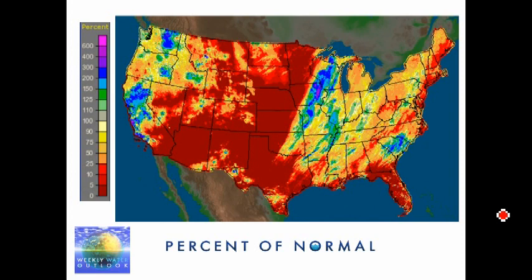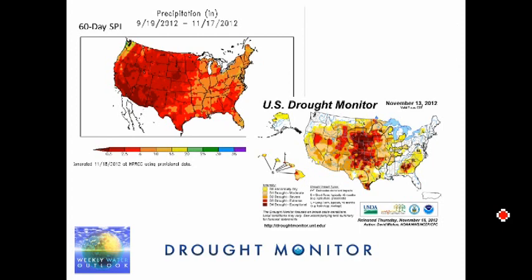And what you can see here is below normal rainfall. Red is anywhere from 0 to 25% of normal rainfall. And there were some pockets of above normal rainfall in the Ohio Valley, parts of Missouri, also parts of California and the Pacific Northwest.